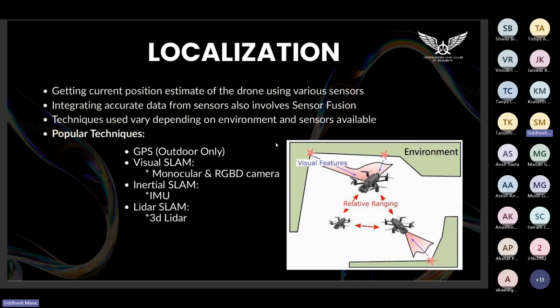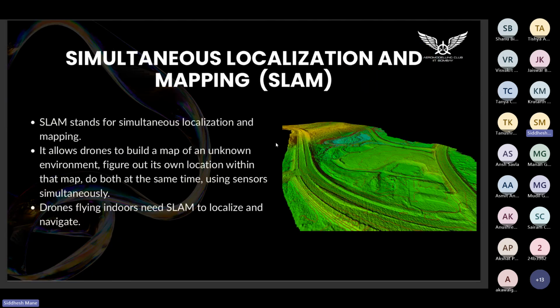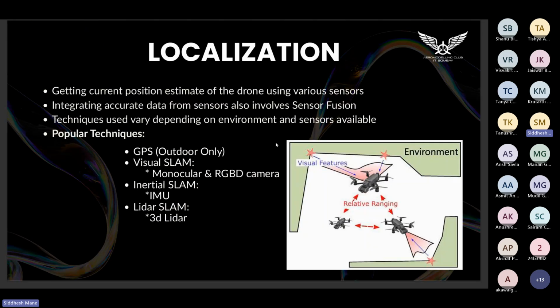Okay, so the full form of SLAM is simultaneous localization and mapping. I'll explain localization. Localization is basically getting the position of a drone. You can say that you can actually see the drone and get its position, but that's not how the drone will know, right? With localization, the drone will know where it is right now. With SLAM, it will generate a map of its surroundings, but with localization, it will know where it is present at a particular point of time.